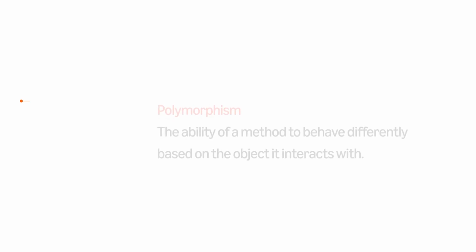In this video, you'll dive into another essential concept in object-oriented programming called polymorphism. By the end, you'll be able to identify what polymorphism is, understand its benefits, and be aware of its complexity.